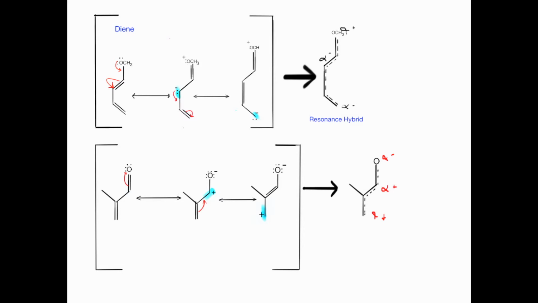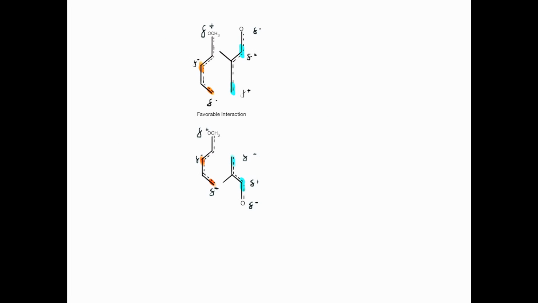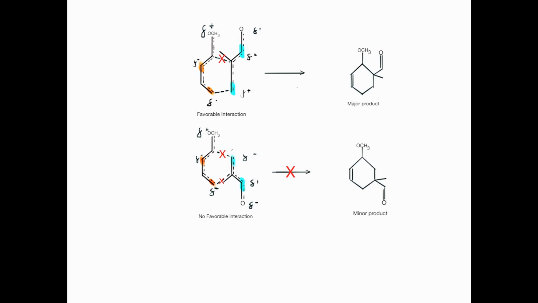In this example, two approaches will be shown. We can determine which approach gives rise to a more favorable electrostatic attraction by examining the resonance hybrids of the two reactants. The diene resonance hybrid produces a delta minus charge, while the dienophile produces a delta plus charge. The top example is favorable because the two charges interact, while in the bottom approach, no interaction of the charges occurs, causing the minor product.